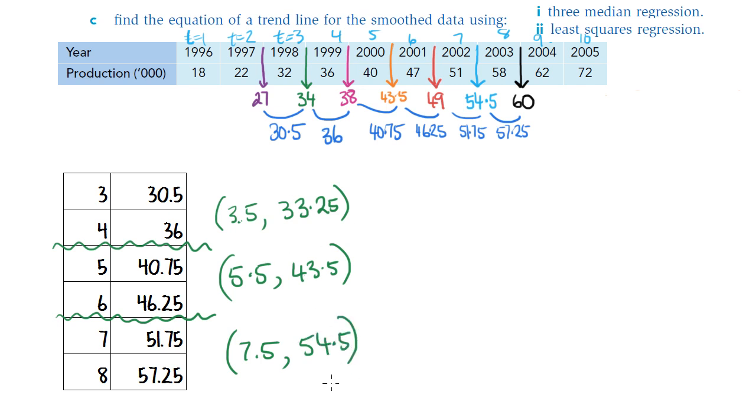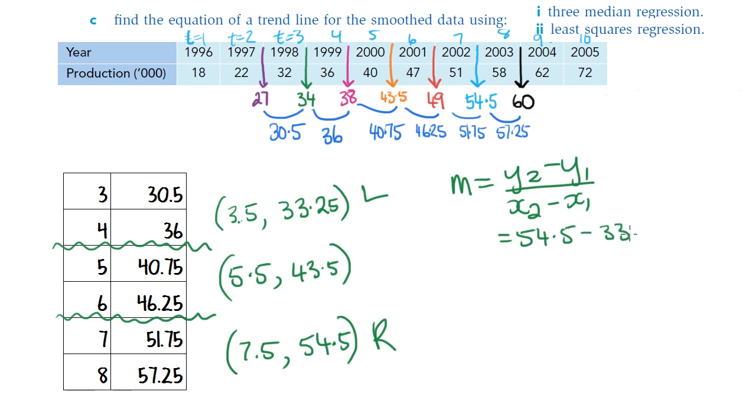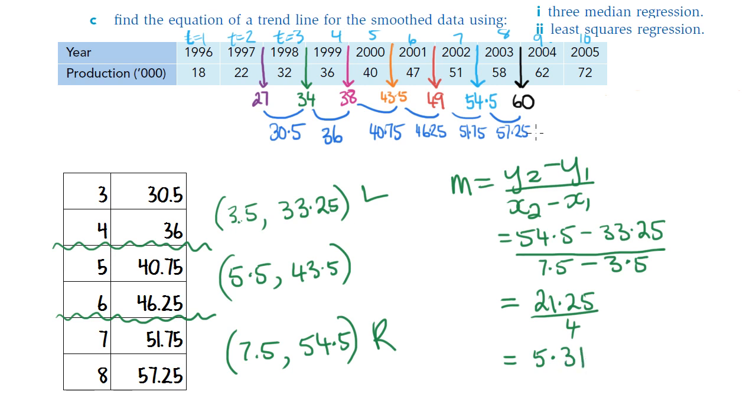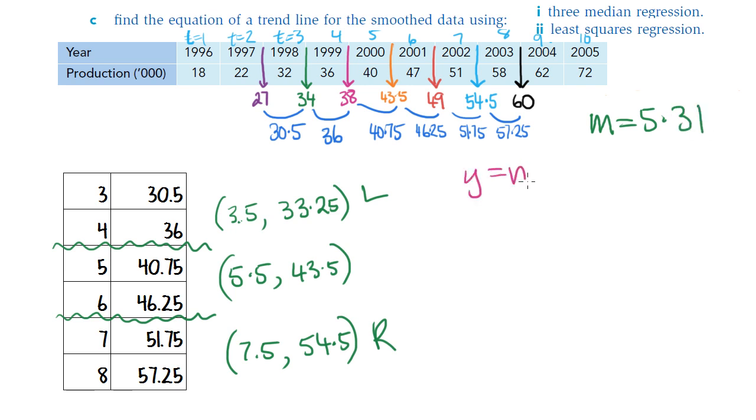So now I have my 3 median points. From these I can find m. So m is the difference in y over the difference in x using the far left and the far right coordinates. So we have 54.5 minus 33.25 over 7.5 minus 3.5, which is 21.25 over 4, 5.31. So m equals 5.31. I've got the first part of my y equals mx plus c.